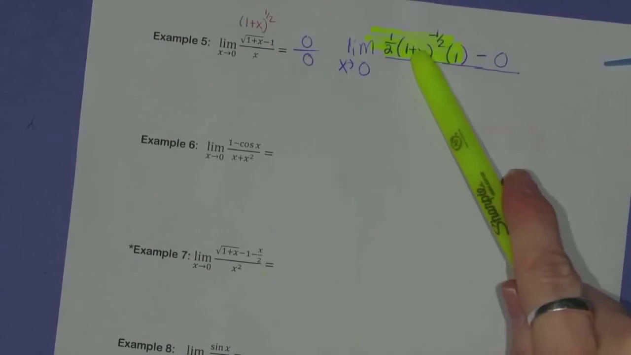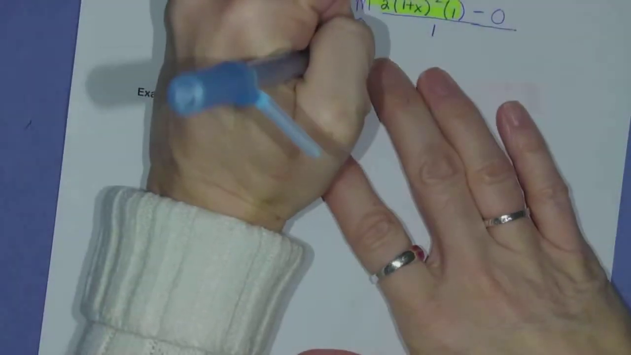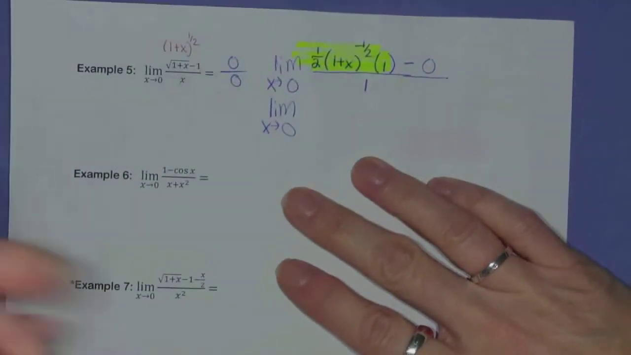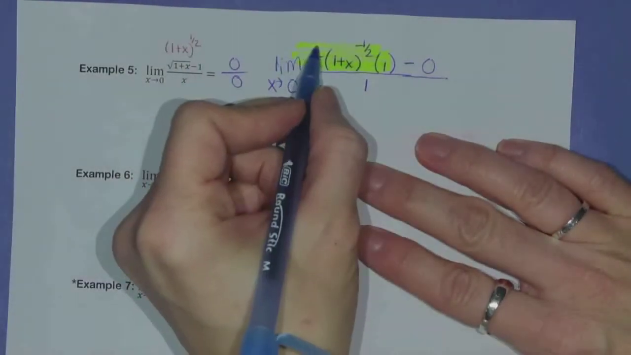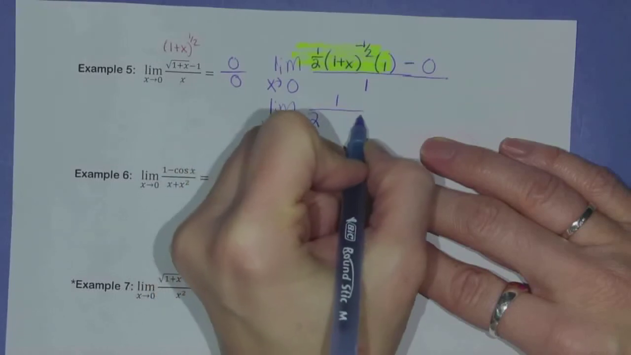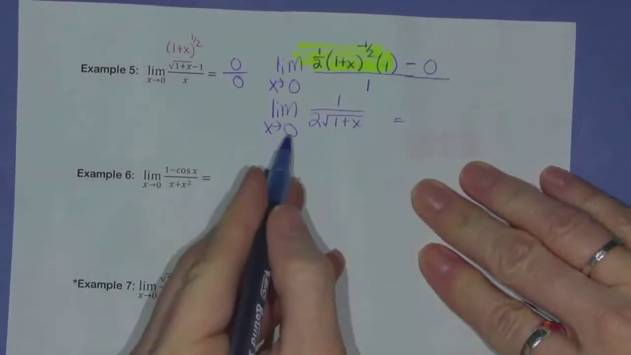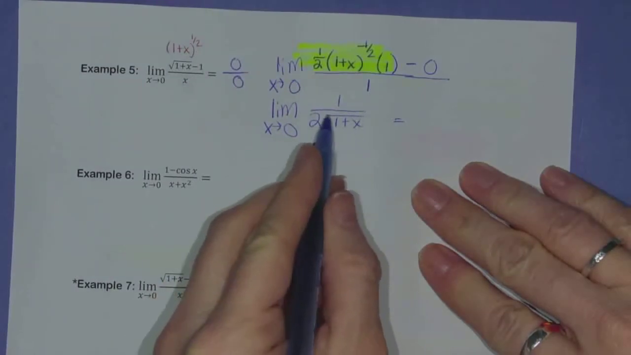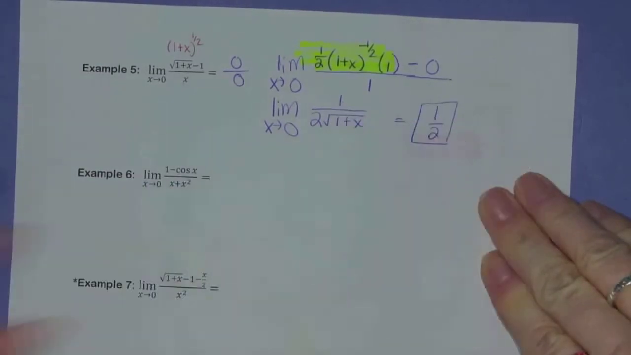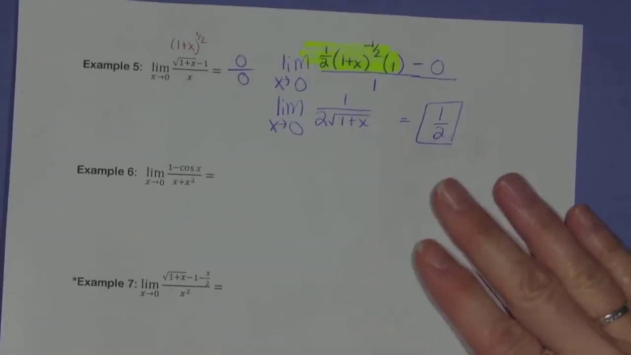And before I plug 0 in to get my final answer, I'm actually going to rewrite this so it's a little bit nicer. So I'll do the limit as x approaches 0. I'm going to take this back to the bottom. So the 1 here will stay on top. My 2, this is my 1/2, square root of 1 plus x. And when I put my 0 back in here, I have the square root of 1. So my final answer is 1/2. Pretty easy. Looked a little bit messy, but turns out not to be too bad.